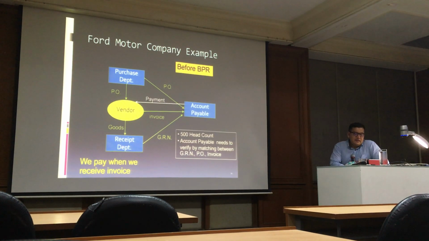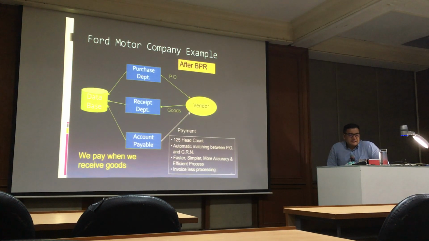So after they did the reengineering for the Ford Motor Company, they used their IT by providing a database, so it's faster and reduced headcount. For example, in this case, again, the purchasing department launches a PO, purchasing order, to the vendor, and then they update the database system. The vendor sends the goods to the receiving department. The receiving department checks in the database, right?